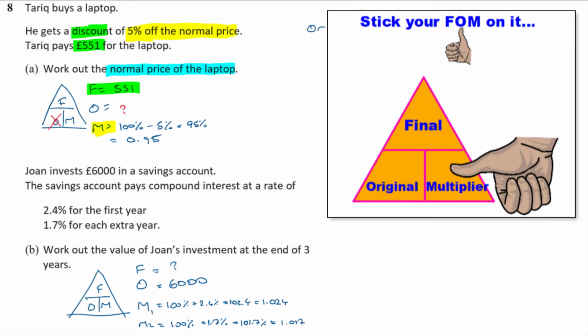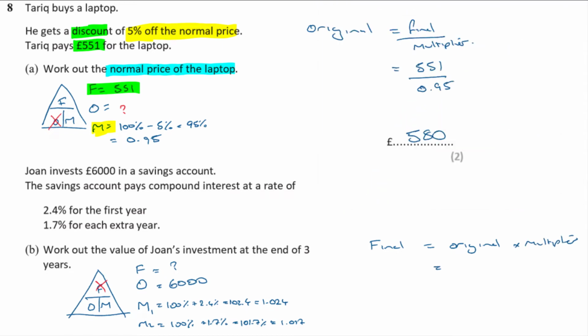So just taking a little bit of extra care, working out your percentages properly, will fix 99% of the most common errors with these sorts of questions. Right, so then I want to find the final, so we're going to cover that up. So that's original times multiplier. So final equals original times multiplier. Now you've got a few multipliers to apply here, but should all work out.